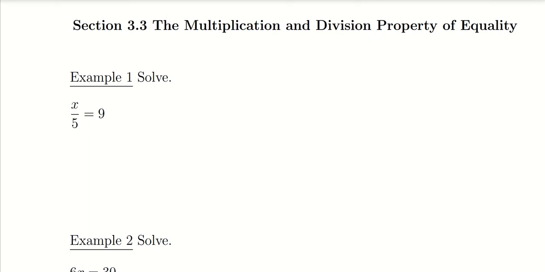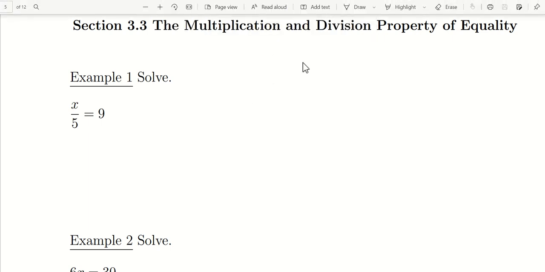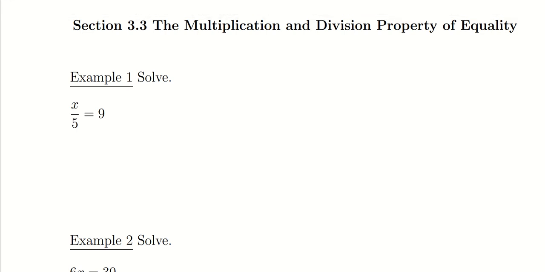The next section we're going to look at is section 3.3, which is on the multiplication and division property of equality. We already saw this earlier in section 3.2, but if we add or subtract the same amounts to both sides of an equality, it will preserve the equality. The same thing is true with multiplication and division by a non-zero number.